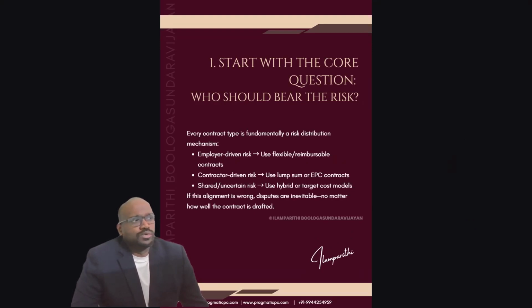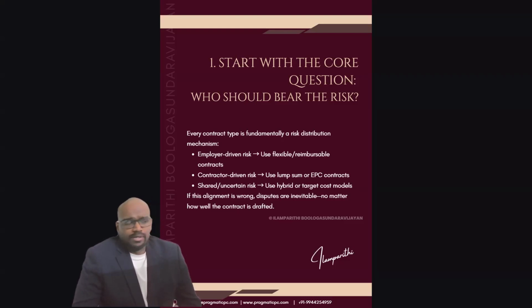So start with the core question. Who bears the risk? Contract is just a risk sharing mechanism. So the first question should be, who is going to bear which risk? So every contract type is fundamentally a risk distribution mechanism. If the employer is going to take more risk, then use a flexible or reimbursable contract. If the contractor is going to take more risk, or the employer is going to transfer the entire risk to the contractor, then you can go for lump sum or EPC contracts.